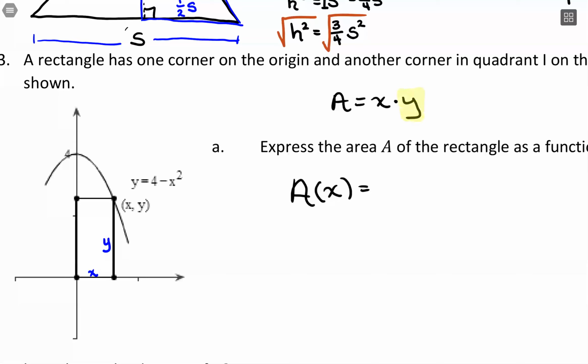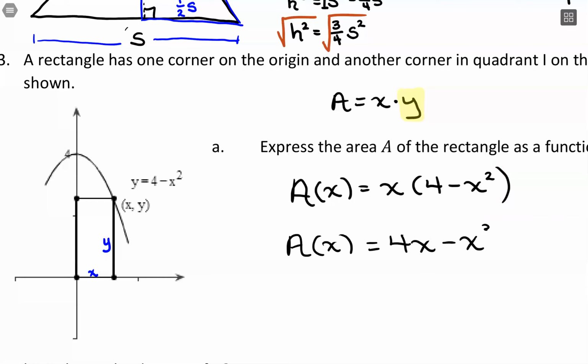So what we can do is use the fact that this value for y is coming from this expression 4 minus x squared. So I'm going to substitute in for y this 4 minus x squared. Where we have x times y, that's the same thing as x times 4 minus x squared. And then I'm just going to distribute it so it's a little simpler. So 4x minus x cubed, and that would do it.